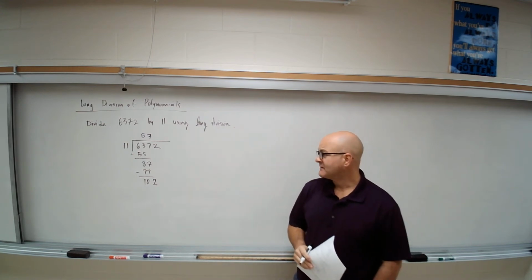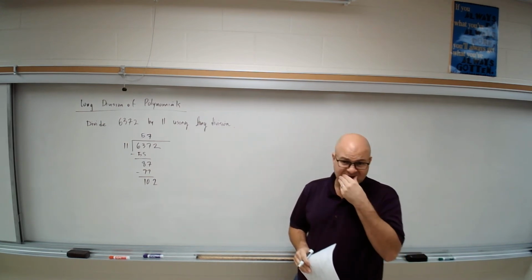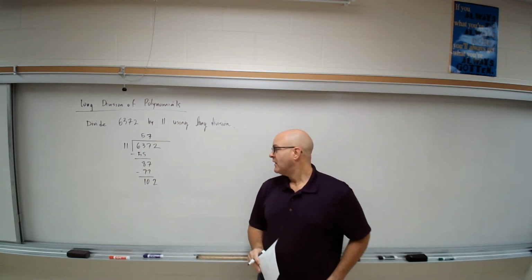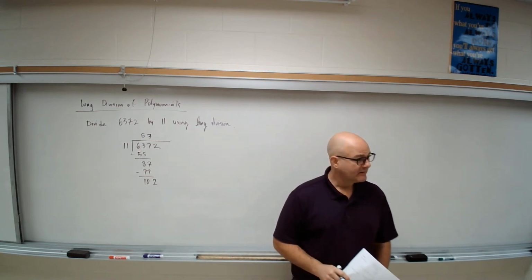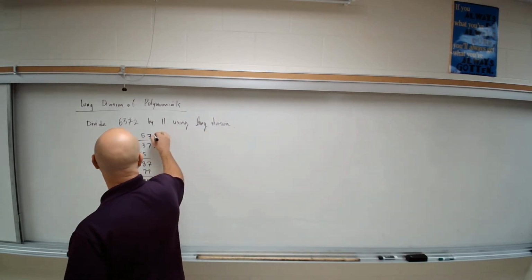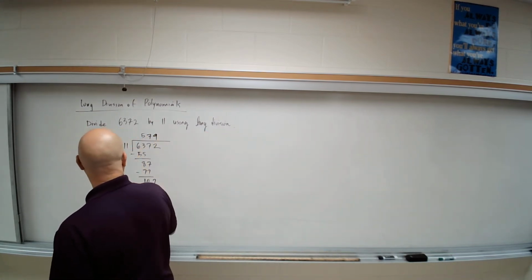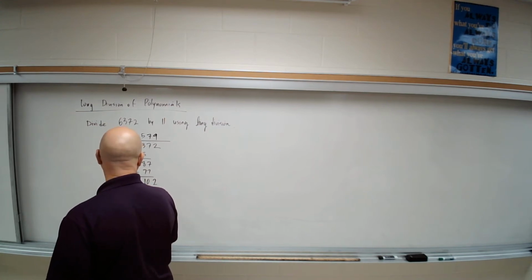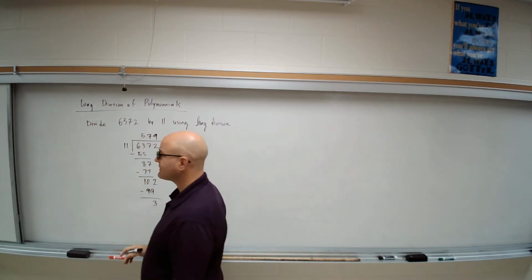And then how many times does 11 go into 102? Well, I do know that 99 goes into that. 99 is 9 times 11. So we'll put a 9 up top. 9 times 11 is 99. Subtract that, and that gives us 3.